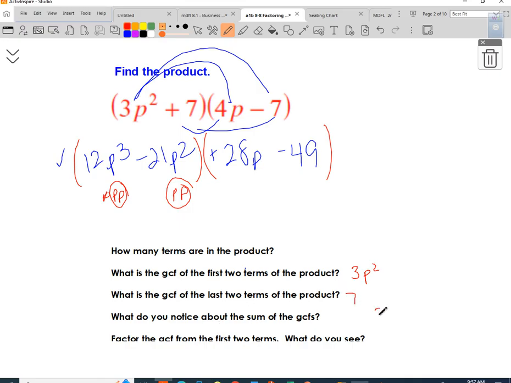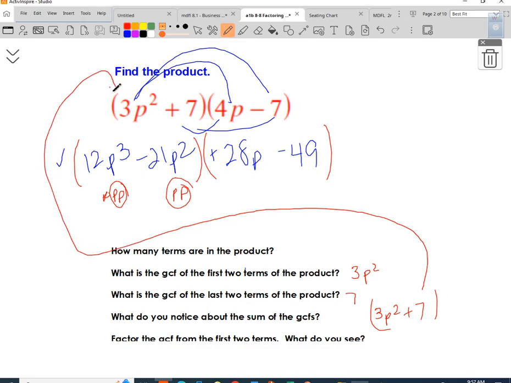What if we add these together? What do you notice about the sum? Isn't that the first factor? So if we group them and take the greatest common factor of both groups, we get the first factor, the first part of our answer. All right?